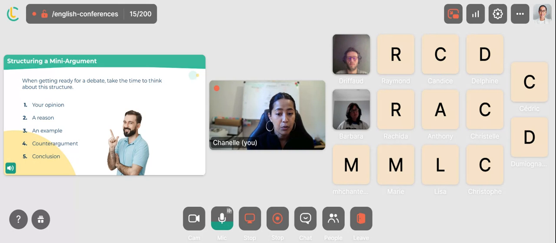So when getting ready for a debate, take the time to think about this structure. The first part, your opinion. The second, a reason. The third, an example. Number 4, a counter argument. And number 5, a conclusion.